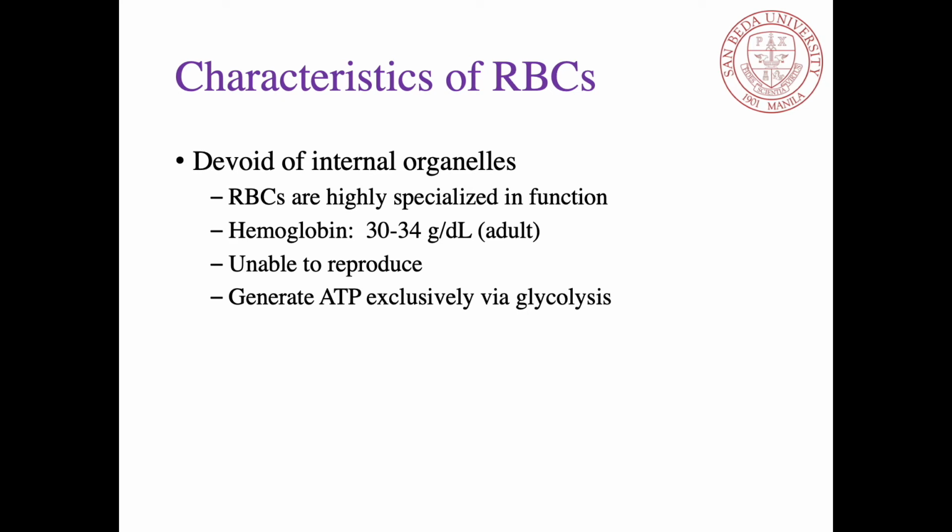Now, RBCs are devoid of internal organelles. Basically, in the development of an RBC, as it matures, it loses all organelles, including the nucleus. And because of that, it is unable to reproduce or undergo cell division in its mature form. For that matter, since RBCs are devoid of mitochondria, it generates its ATP exclusively via glycolysis.